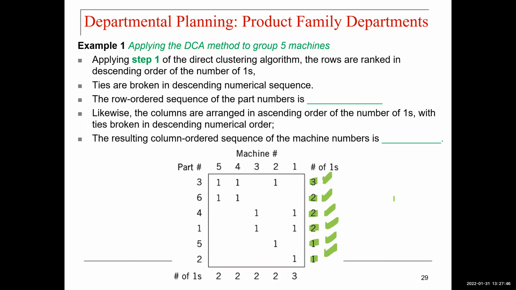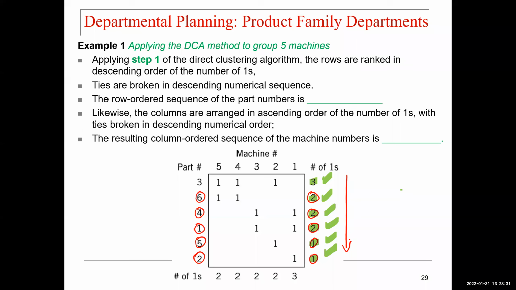As you can see, there are ties. This number and this number are the same. So how do you break the ties? You break the ties by the part number. You put the highest one first: 6, then 4, and then 1. These two are the same 2, so you put the highest one first, and then the lowest one. That's how you break the ties, by the number of the part. And then you sort in descending order.